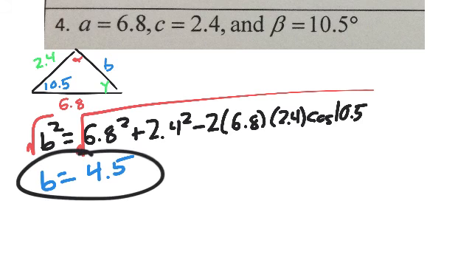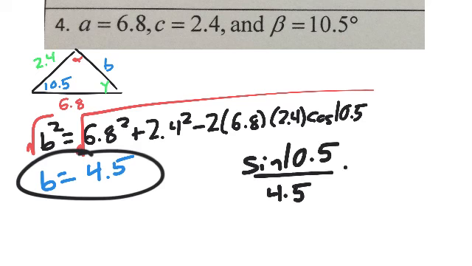So now given that information, I can now use the law of sines, using that as my pivot angle. So I've got sine of beta over b equals, and now I have to use the smallest side next. So that would be 2.4. So I'm going to be finding gamma. So that's going to be sine of gamma over 2.4.